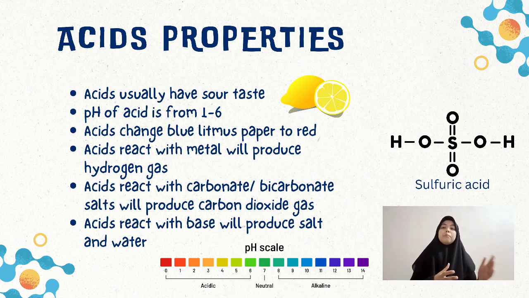Acid reacting with carbonate or bicarbonate salt will produce carbon dioxide. For example, HCl as an acid and calcium carbonate as a carbonate salt will produce calcium chloride, carbon dioxide gas, and H2O, which is water. Acid reacting with base will produce salt and water. For example, HCl as an acid and sodium hydroxide as a base will produce sodium chloride and water.